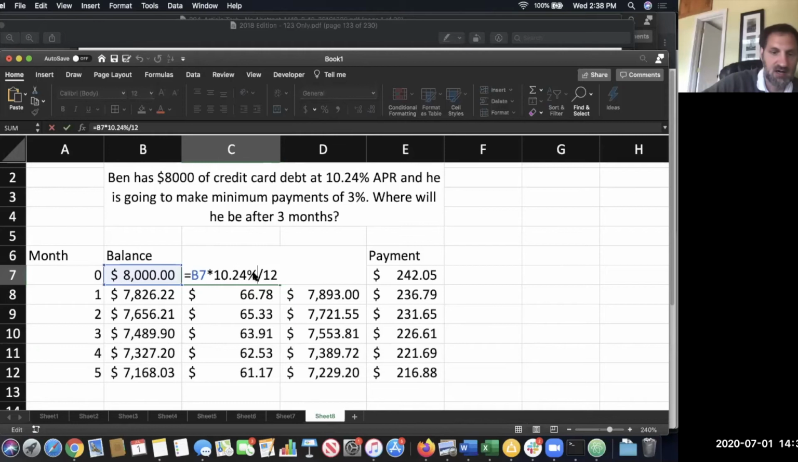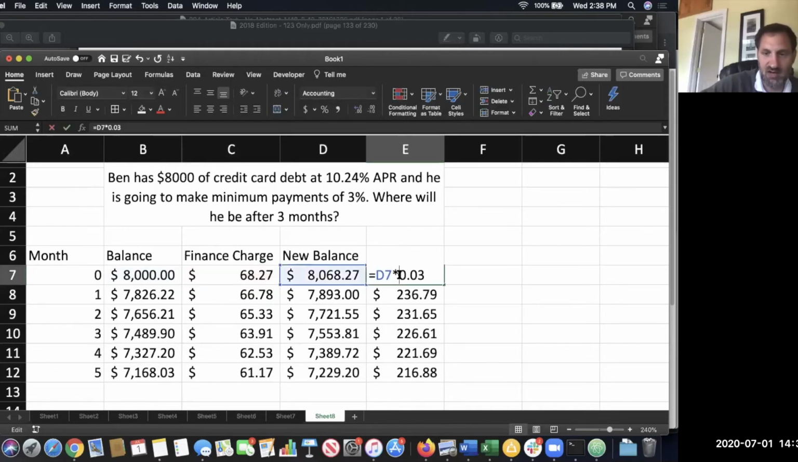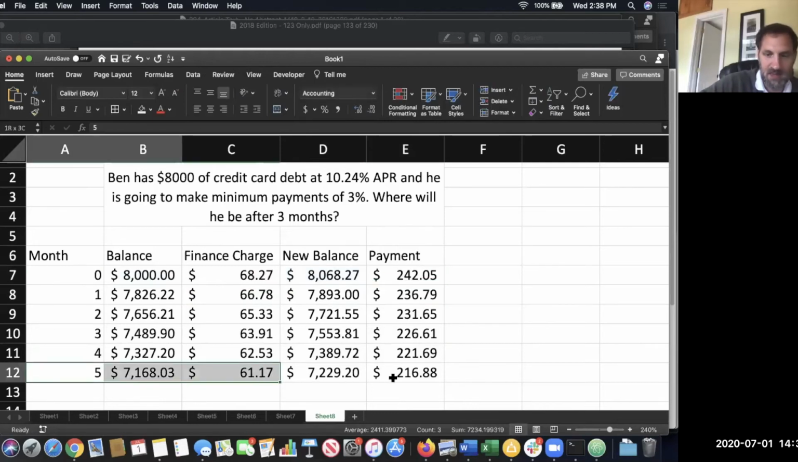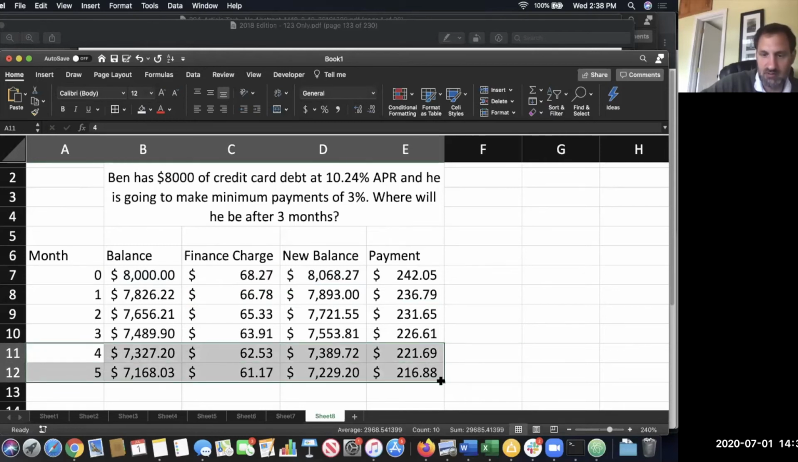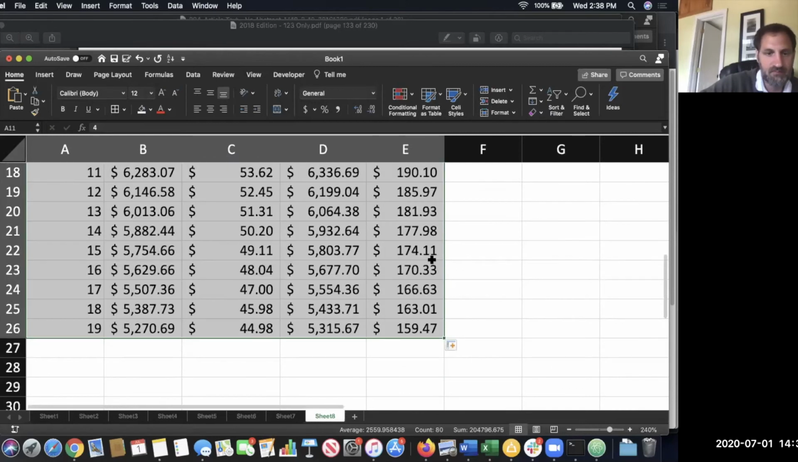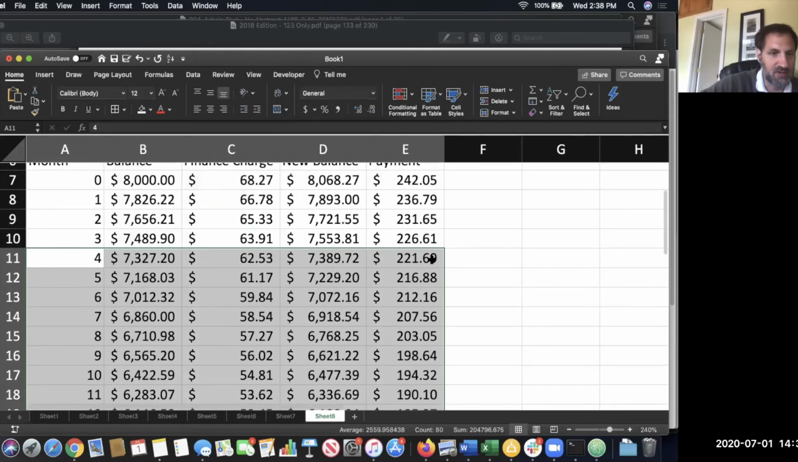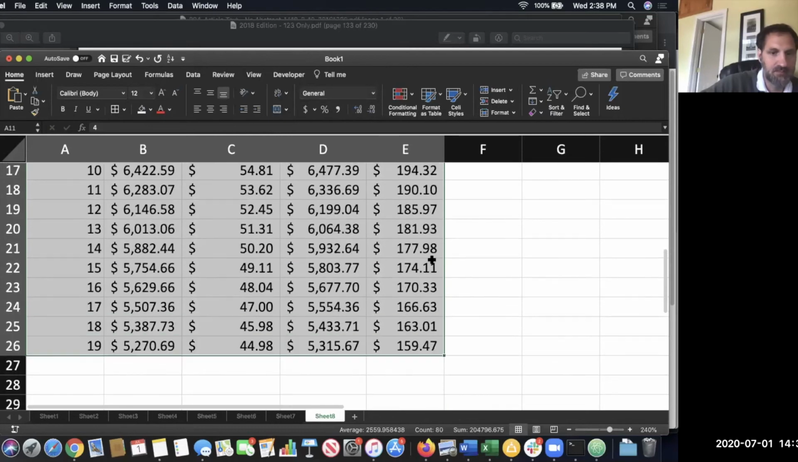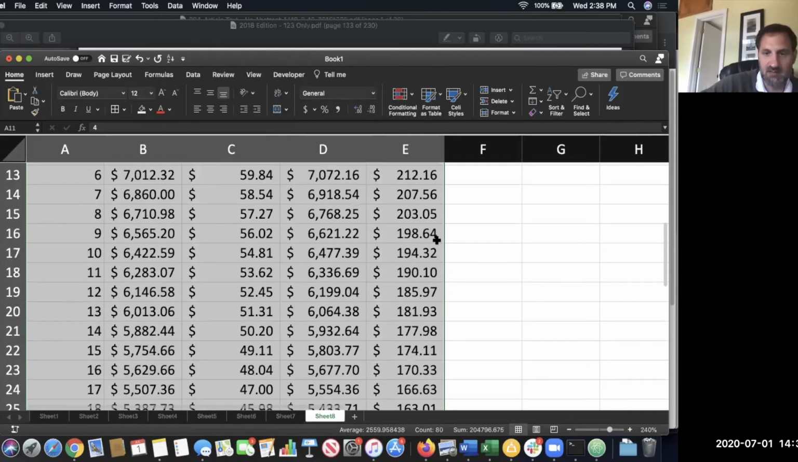I did my percent calculation. I got my new balance, which is addition. I got my payment, which is 3%, and I'm just letting it run from there. Now, I don't have to do it one row at a time. I can do 10 more rows, or however many rows that is, right? And I can figure out how long this is going to take me to pay off.